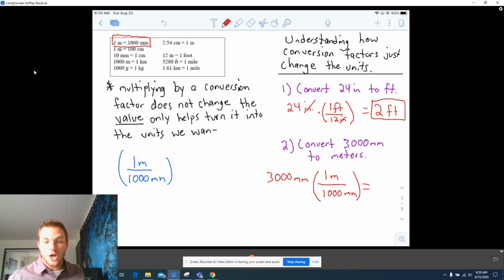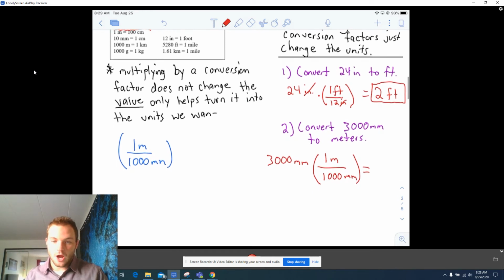First, I'll take care of the numbers. The way I take care of the numbers is you multiply across the top, and then you divide it by whatever is on bottom. You can also just type it into your calculator as 3,000 times parentheses 1 divided by 1,000 parentheses. I prefer multiplying across the top and then multiplying across the bottom.